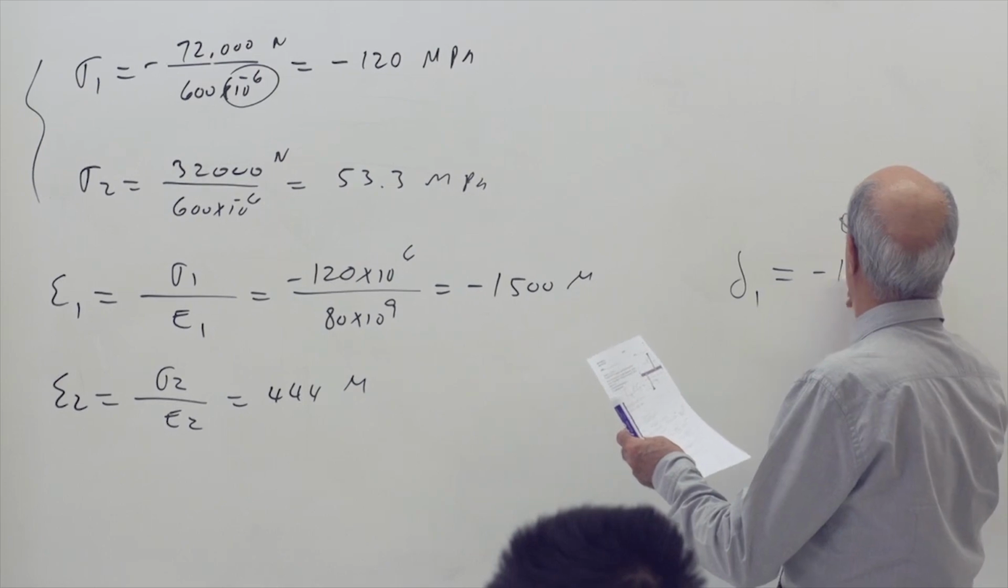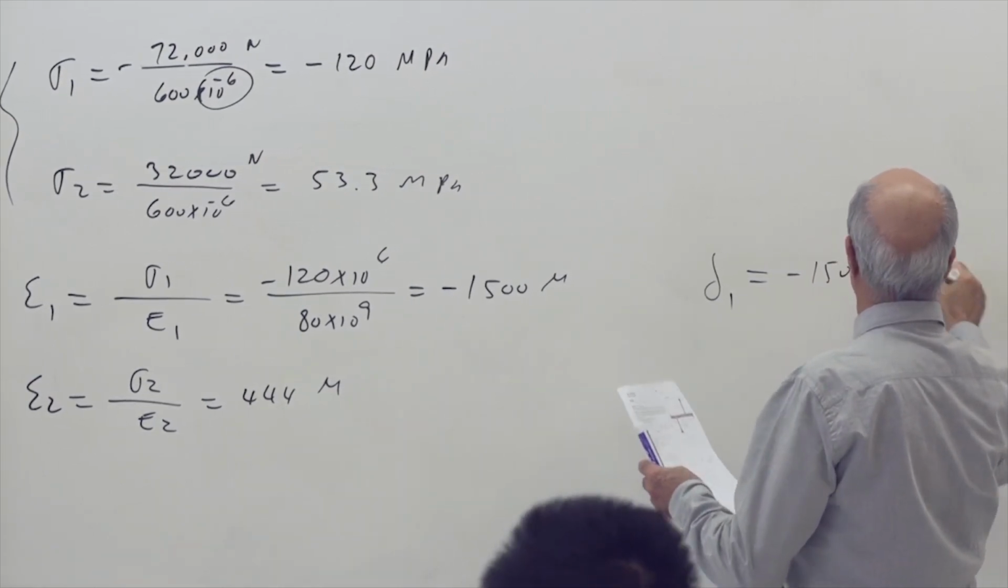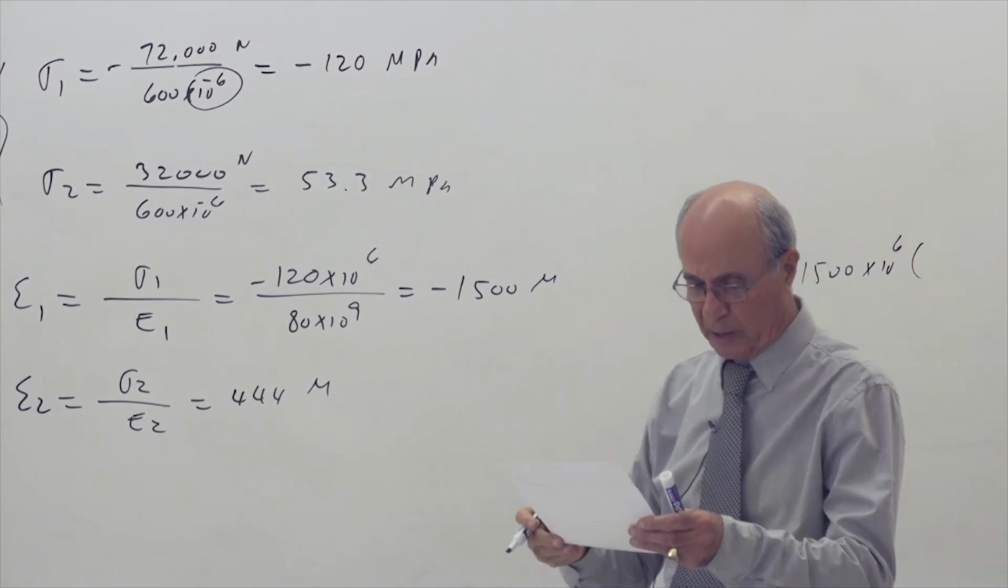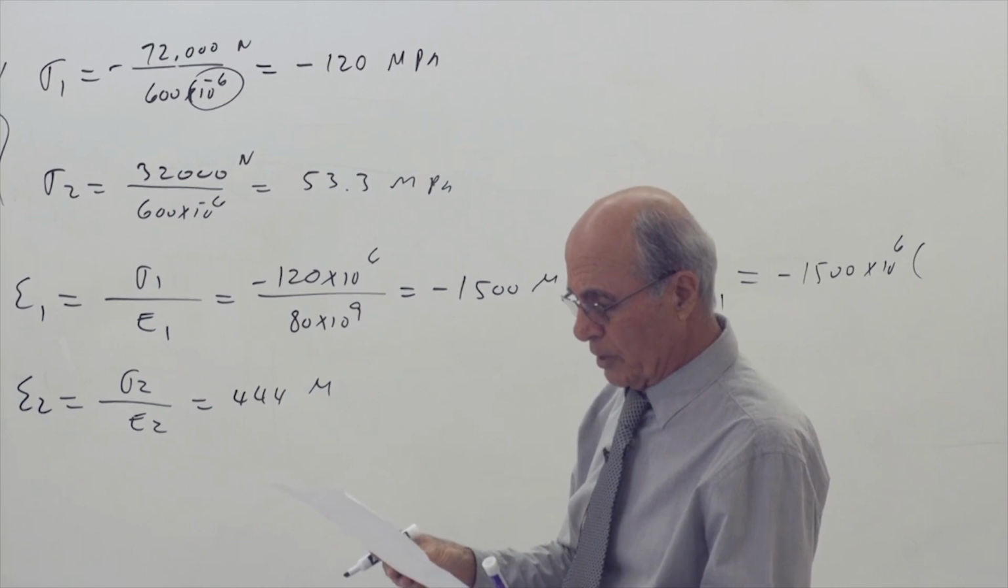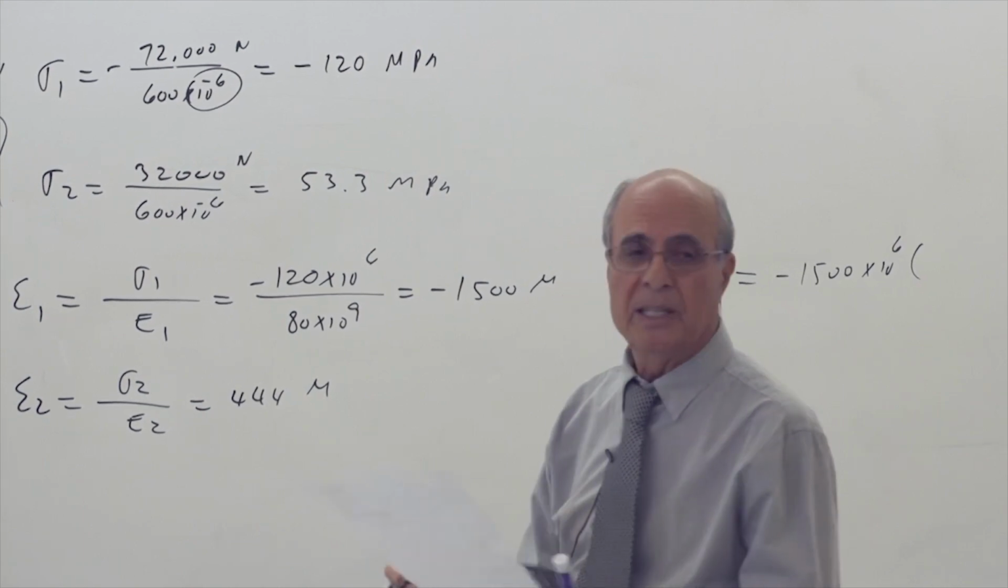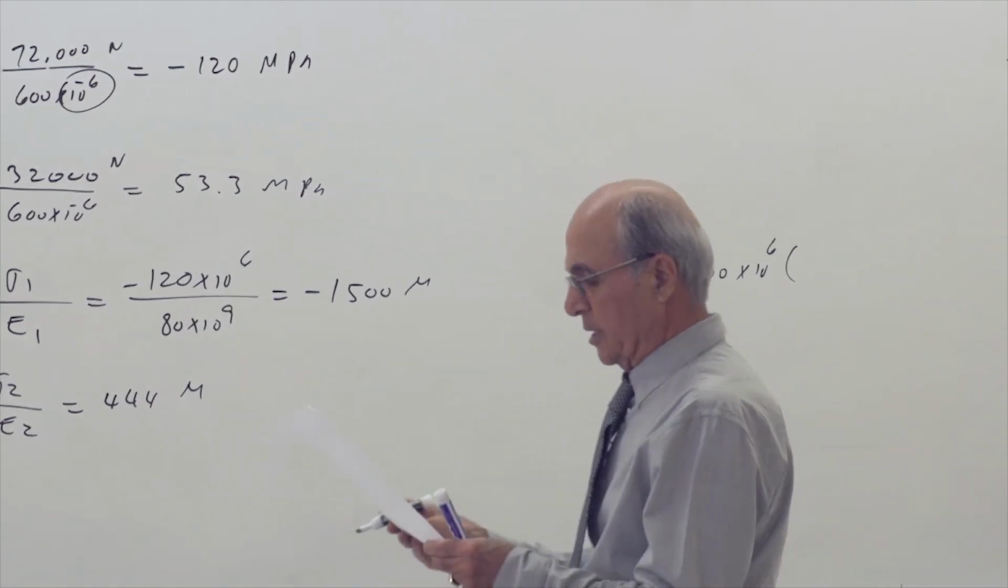Delta 1 is minus 1500, means it goes down, times 10 to the power of 6. What was the length of it? I don't know whether I calculate delta 1 or delta 2. Delta 1 length was how much? It was 0.8 meter or 800 millimeter. Is that correct or not?